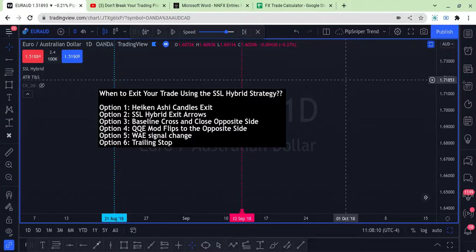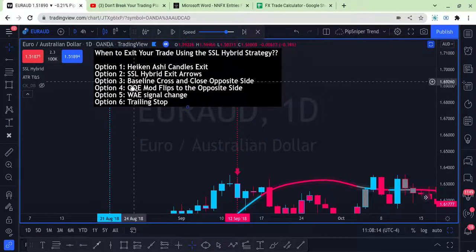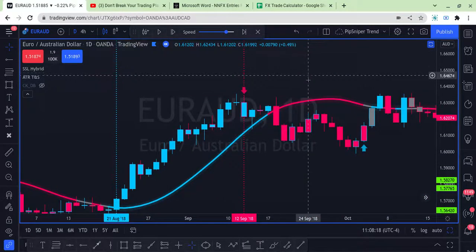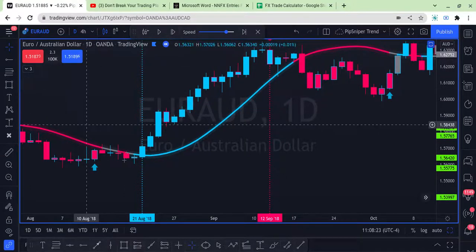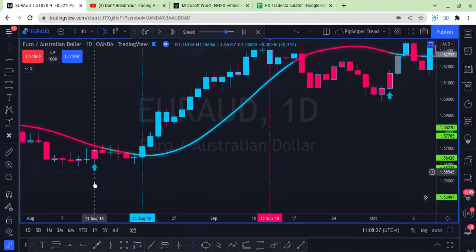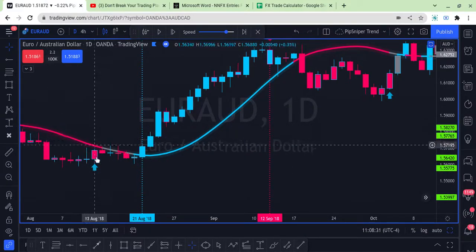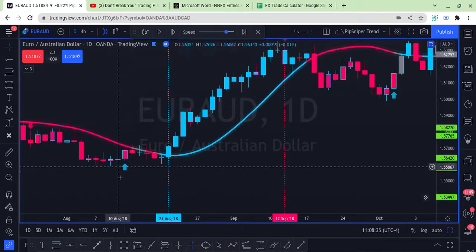So we have the SSL Hybrid on our chart. The first thing we're going to talk about are the SSL Hybrid exit arrows. If you notice right here on my chart, I have an exit arrow on the bottom of the baseline. This exit arrow is pointing up. So what is it telling you? It's telling you that if you're selling, it's giving you an indication to get out of your sell. It's really saying exit the sell.